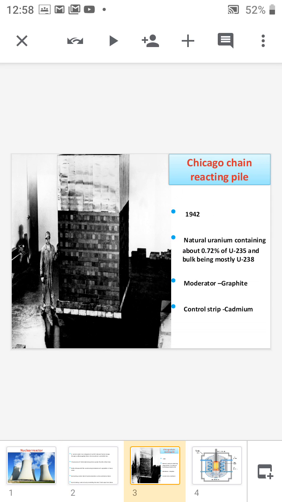Now we are moving into the first nuclear reactor. The first nuclear reactor is shown in the photograph. This is the first reactor, and its name is Chicago Chain Reacting Pile, and it was started in 1942. The fissionable material used in the Chicago Chain Reacting Pile is natural uranium, which contains 0.72% of uranium-235, the bulk being mostly uranium-238. And in the Chicago Chain Reacting Pile, they used graphite as a moderator and cadmium as the control strip.